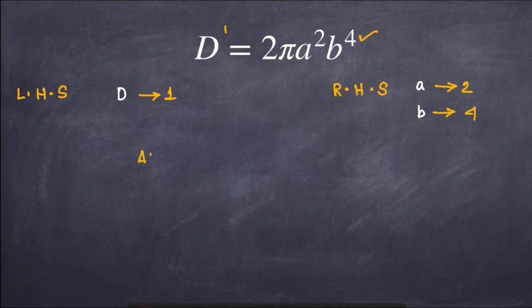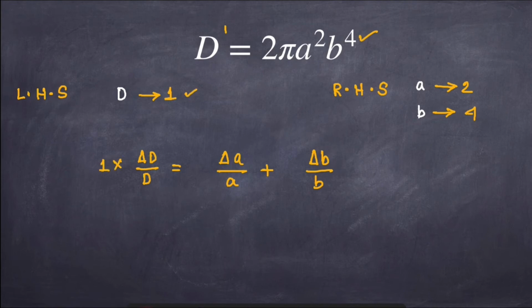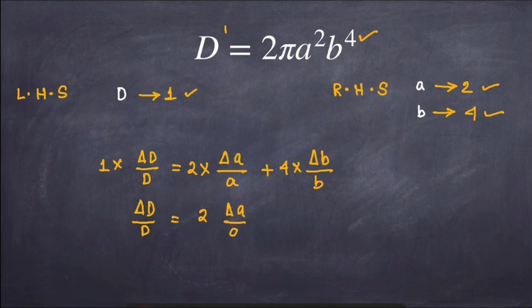So I can write that delta d by d, okay, equal to, give some space, delta a by a, okay, plus, now what is the other variable on the right hand side? B, right? So give some space and write delta b by b. Now we need to add the powers in the front. So for d we'll multiply delta d by d with 1. Now the power of a is 2, so multiply this with 2, and the power of b is 4, so multiply this with 4. So by the theory of errors, I can write that delta d by d is equal to twice delta a by a plus 4 times delta b by b.